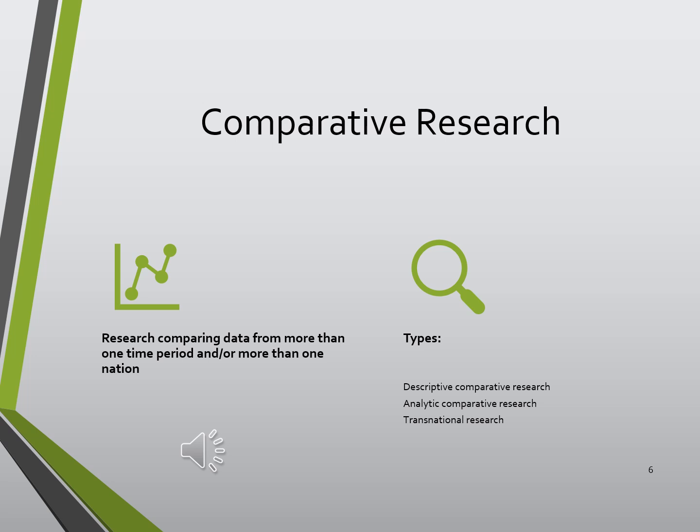Descriptive comparative research seeks to understand the structure, the nature, or the scope of a nation's criminal justice system or their rates of crime. And then we have analytic comparative research, which seeks to understand how national systems work and the factors related to their operations.